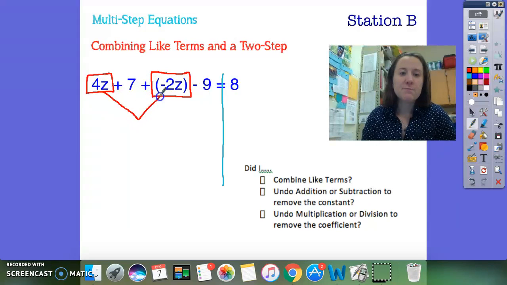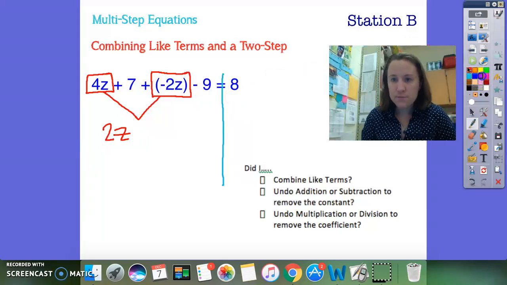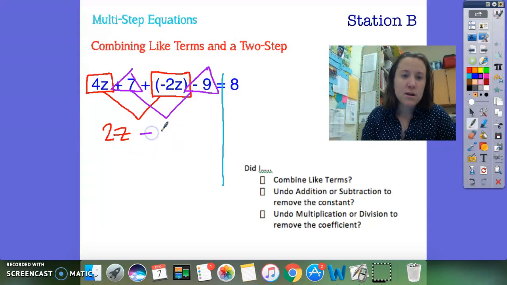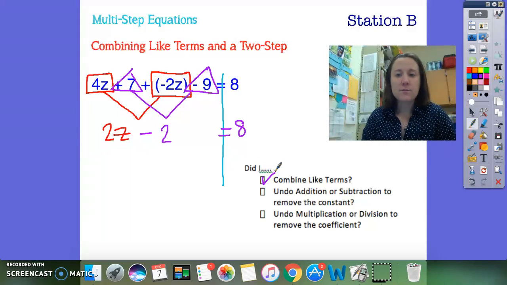So I'm going to first simplify 4z plus negative 2z, which is 2z. I'm going to switch colors and shapes. So I'm going to draw a triangle around this positive plus 7, and then a triangle around this minus 9. Be careful with your integers and negative signs. So 7 minus 9 is negative 2. So on the left side, I'm left with 2 times z minus 2 is equal to 8. And I just took care of combining like terms.